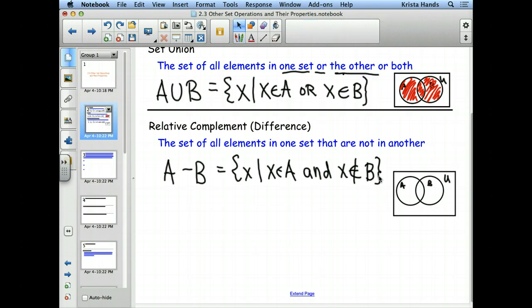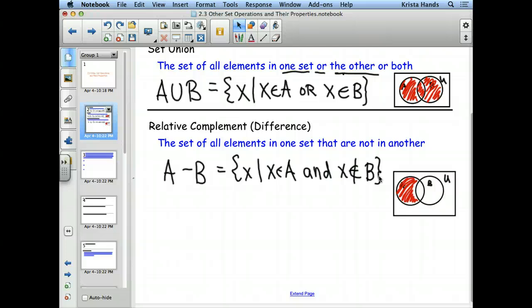Okay, so on this one, I'm supposed to be shading in the part that's inside of circle A and not inside of circle B. Where is that? Just that outer part of A, right? So it's over here. So we have to be inside of circle A, which we are, and we have to be outside of circle B, which we are. So that's a relative complement or difference.